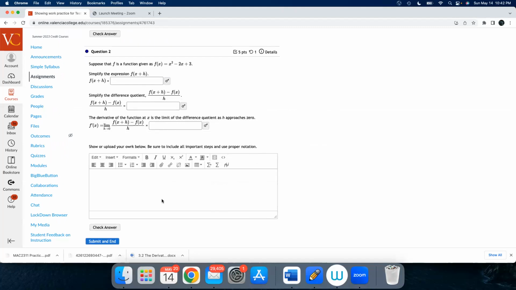Okay, similar thing here. If I want to type this up, I could just type it. Like I could type f of x plus h equals, and what would that be? That would be x plus h quantity squared minus twice x plus h plus 3. That's right there. That's part A. So maybe I could come back here and say A. And then move down here because I'll be able to see your whole thing.